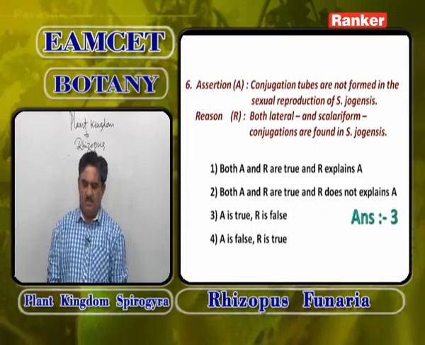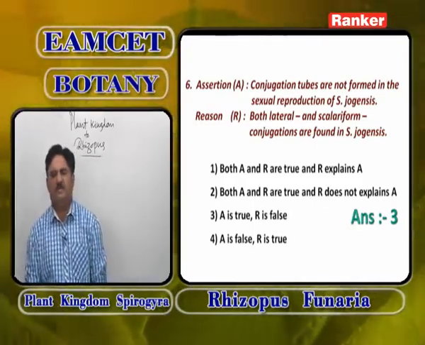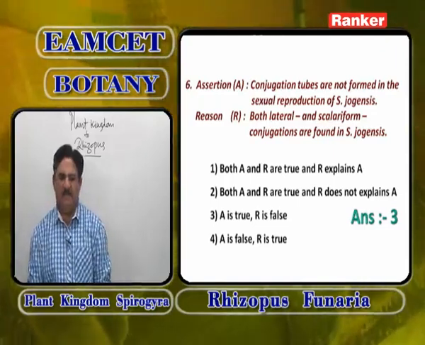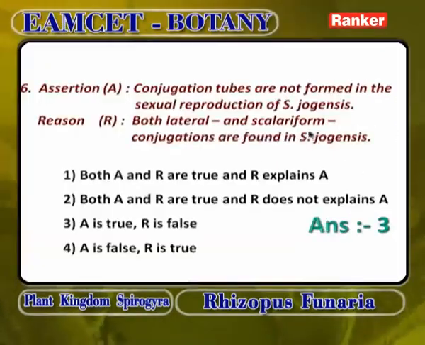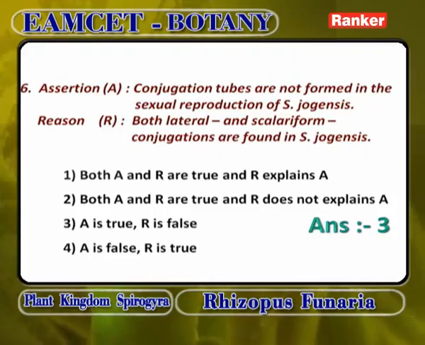So, here there is no question of formation of conjugation tube. So, "conjugation tubes are not formed in the sexual reproduction of Spirogyra jogensis" is correct. "Both lateral and scalariform conjugations are found in Spirogyra jogensis" is wrong. Spirogyra jogensis shows only direct lateral conjugation. Lateral and scalariform conjugations are found in Spirogyra graciana.